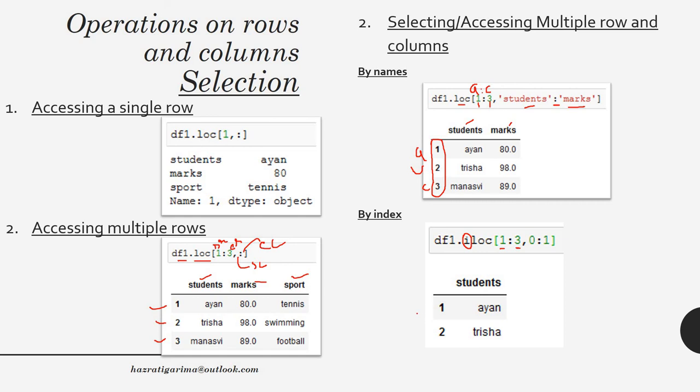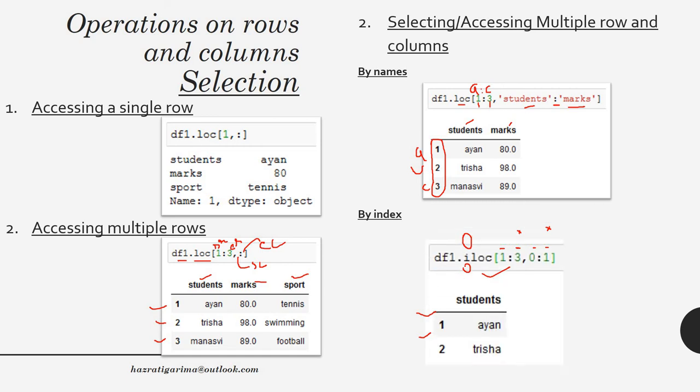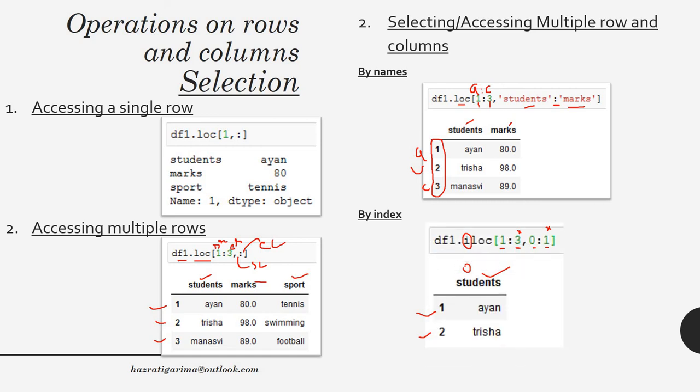So it was giving me the index 1 and 2, and my column is 0 to 1. That means it is not including this one. As we all know, the slicing operator doesn't include the last value, so it is only giving me the first column, that is 0, students. Okay, till now we have learned about selecting a single column, selecting multiple columns, accessing a single value, then single row, multiple rows, multiple rows and multiple columns.